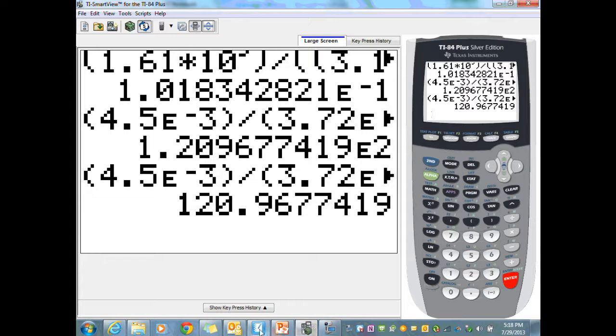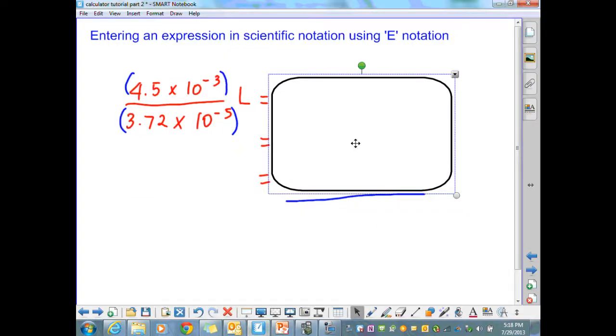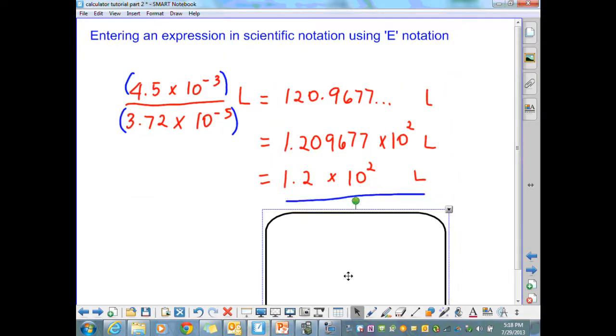And then we can also round that to the correct number of significant figures. And I did that in the last step right here, and I left it as 1.2 times 10 to the second power.